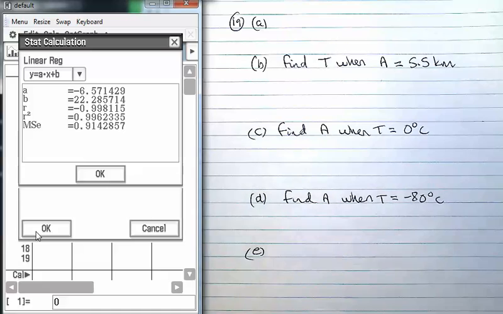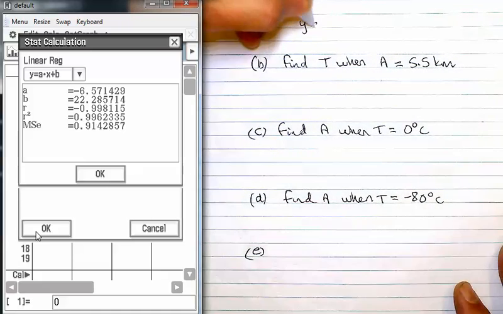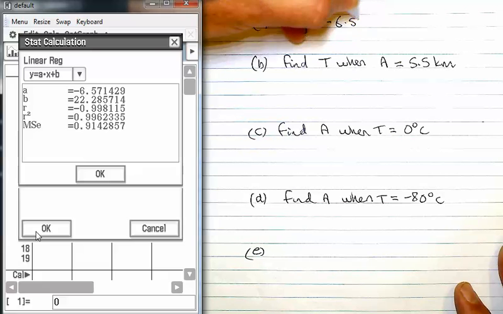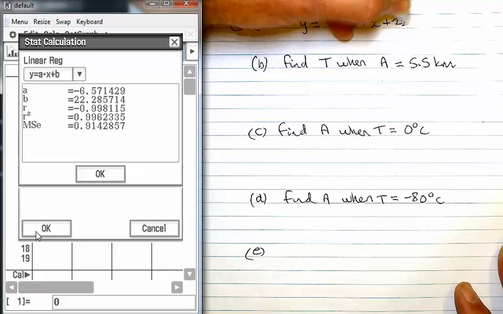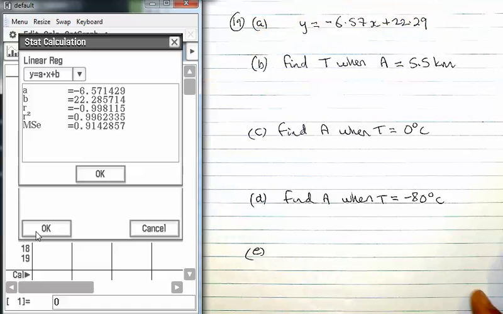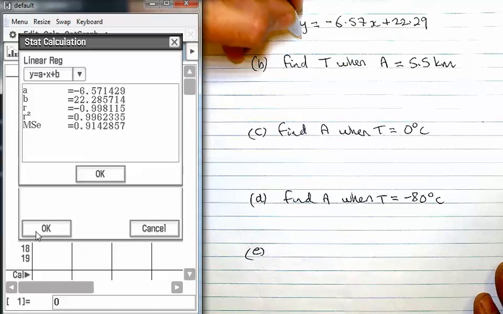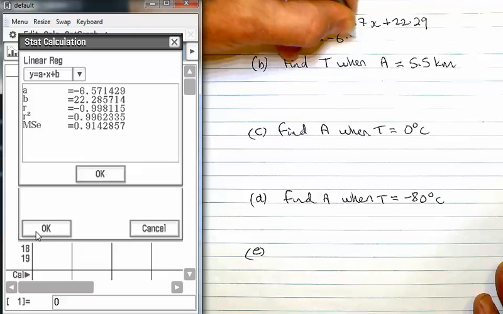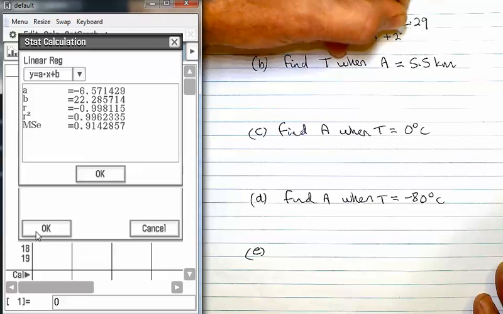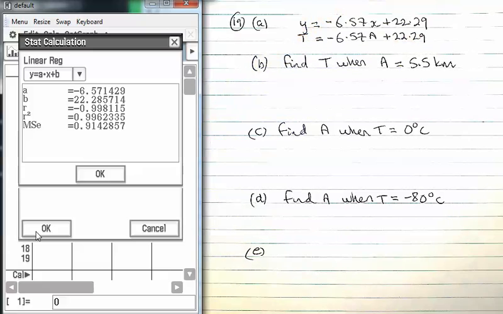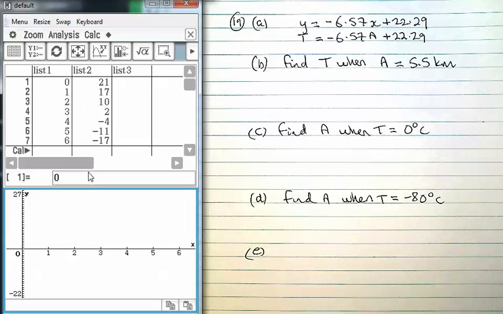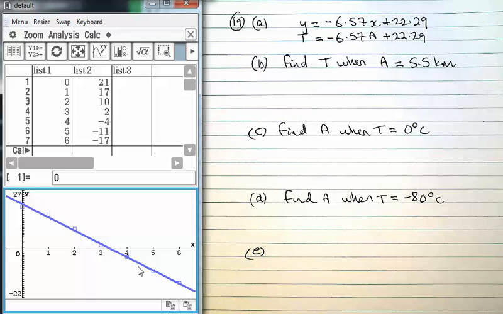At this point in time, it's usually more convenient to write this down. So I've got y is equal to negative 6.57x plus 22.29. Please notice that we're not working in x's and y's, but t's and a's. Let's have a look at the graph. See there, the equation line of best fit, a nice linear fit. It looks pretty good.